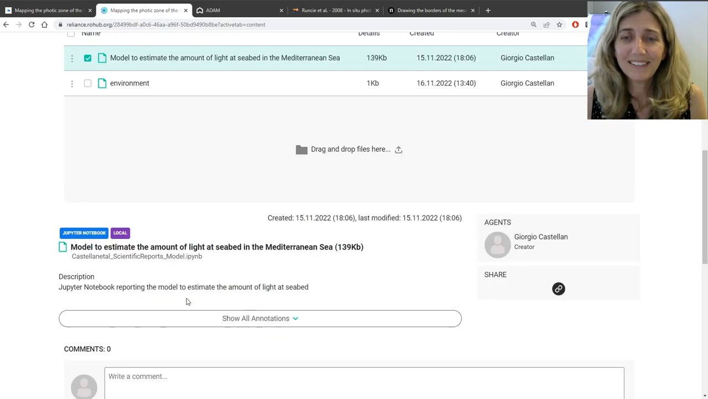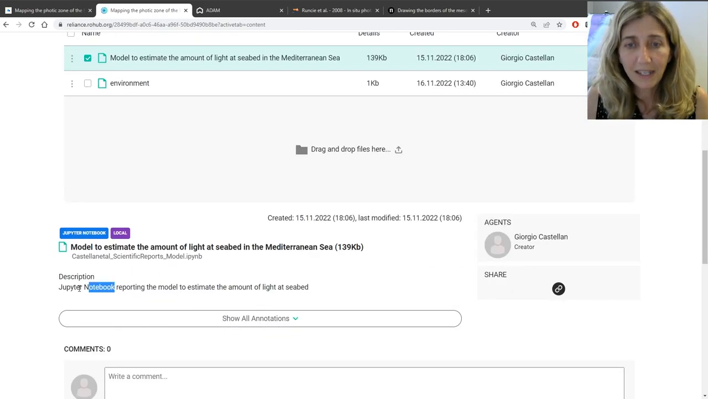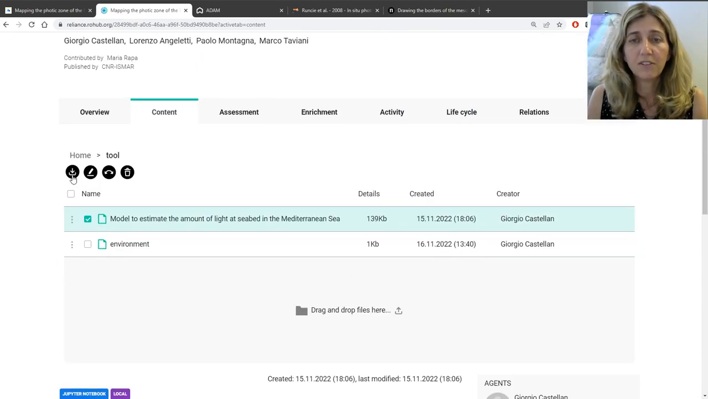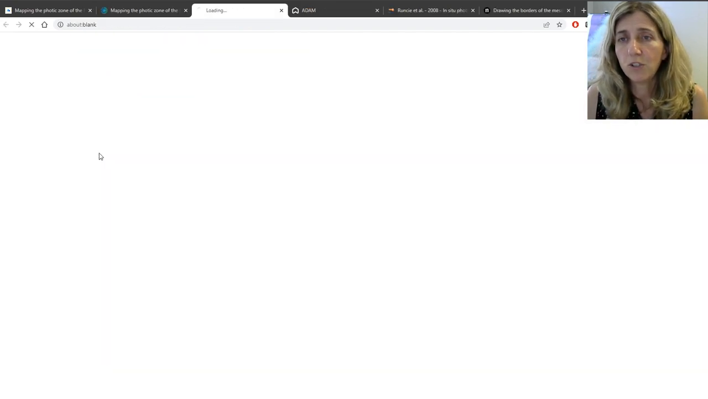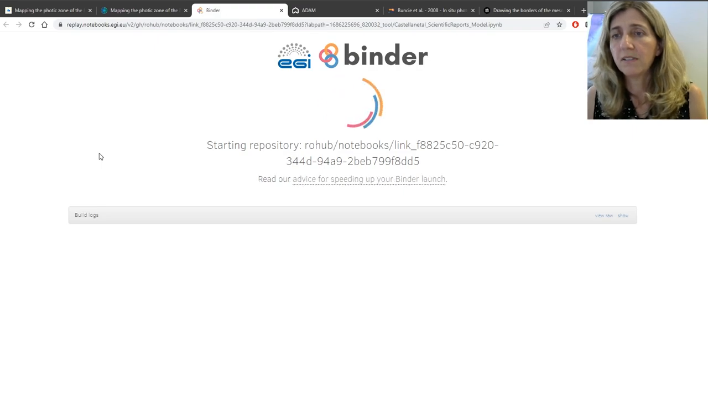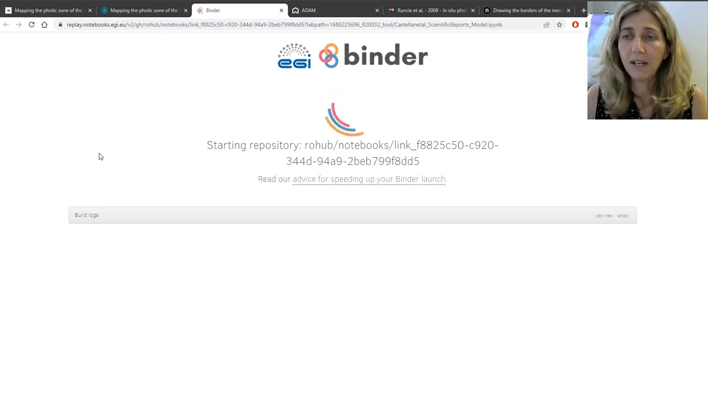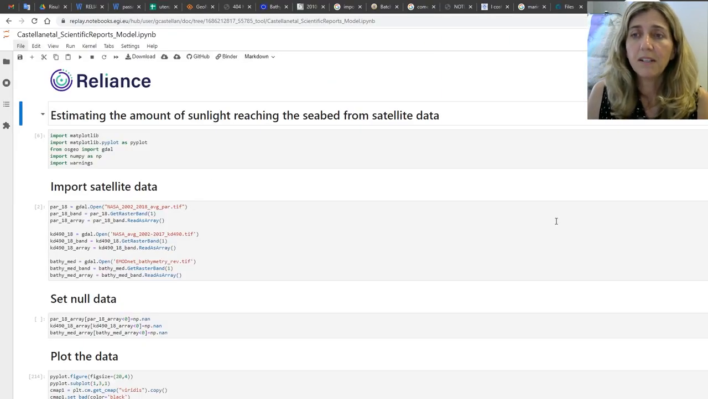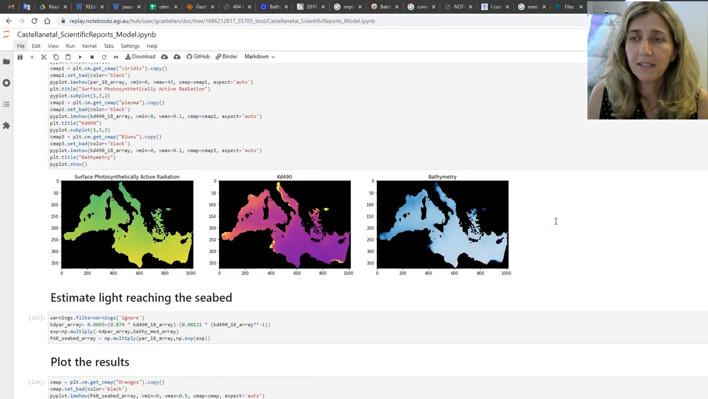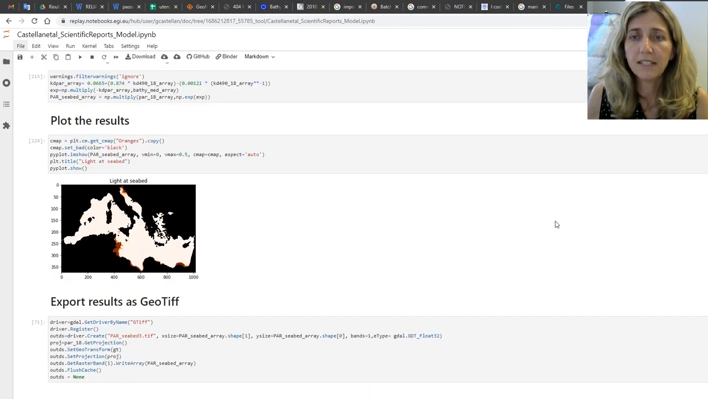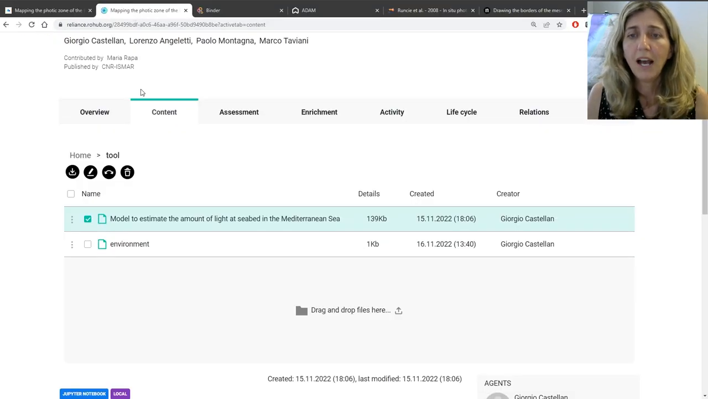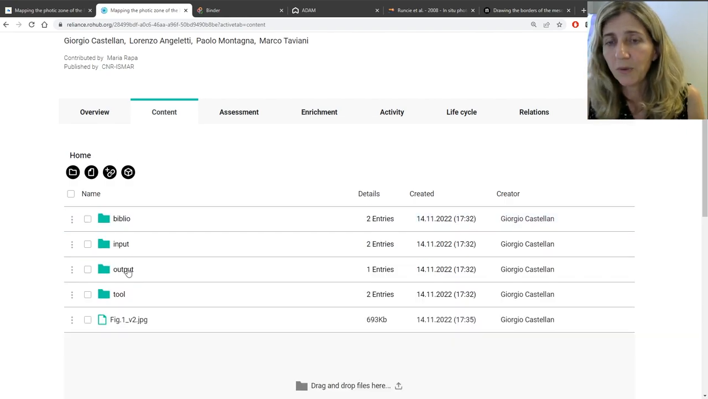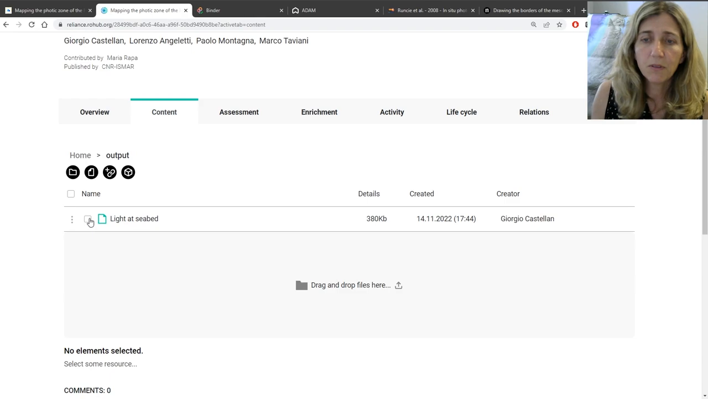Here I was starting at the beginning with a Jupyter notebook, and this is the Jupyter notebook that is stored in the research object. I can open it straight away by the resources given by AGI Binder. AGI Binder is storing my research object, my Jupyter notebook, and I can rerun the model that has been implemented by Giorgio. This is really fantastic for a scientist because here I see all the sections of this Jupyter notebook. I can test it and I can reuse it in my own research. And it is linked to AGI resources. So let's have a look at the results now.